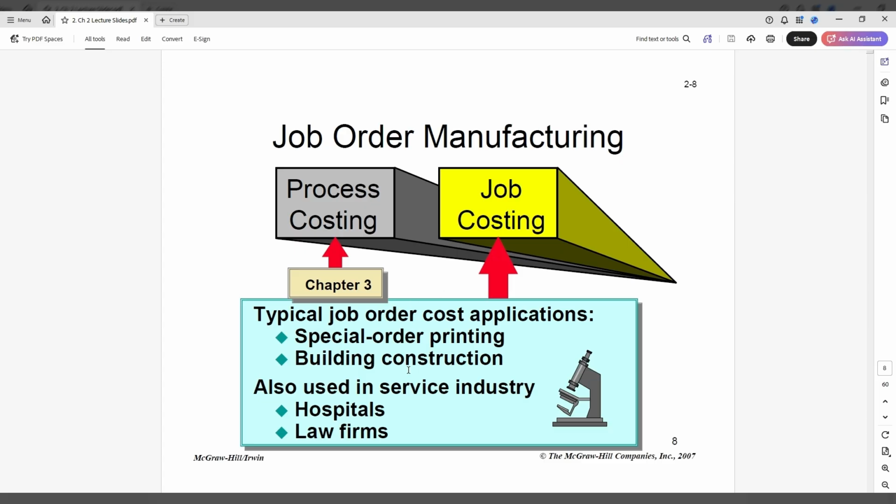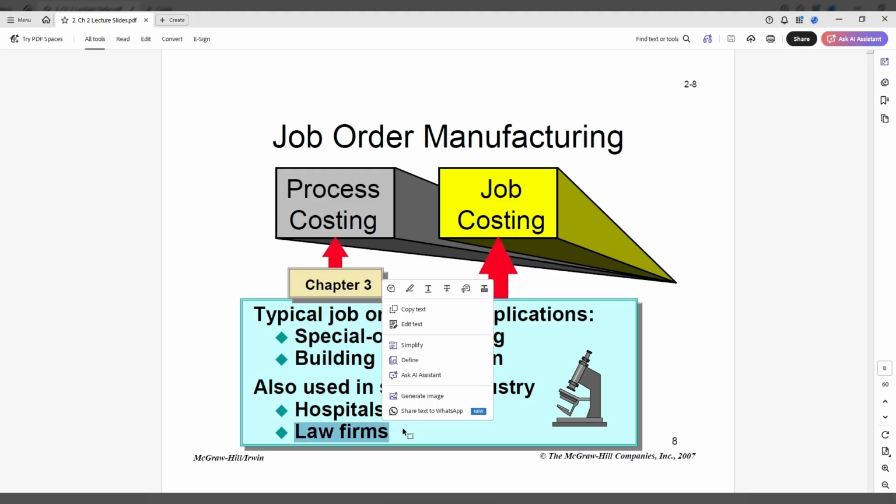And here are some examples, like we said. Special order printing, building construction, every building is going to be different. So all those costs are going to be aggregated. And it can be used, like we're going to focus on manufacturing companies in this class and in this chapter mostly. But do think about a hospital or a law firm or an accounting firm, for that example.